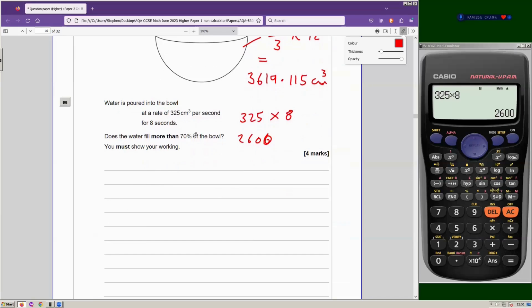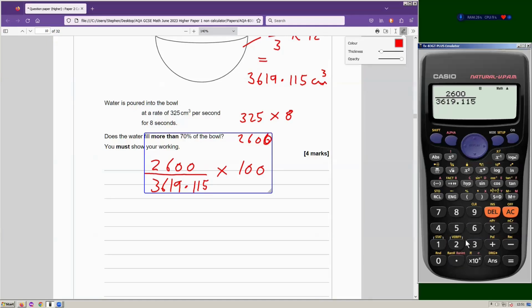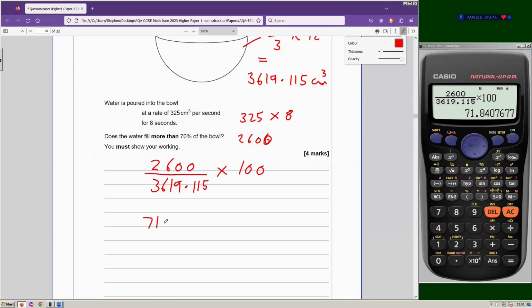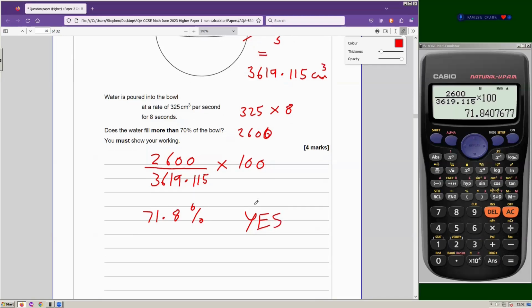Does the water fill more than 70%? Well, we have to go 2,600 divided by 3,619. I'll put the 0.115 in for now, and then times that by 100. Yeah, that should do it. Only 11.5%. And the answer is no. It doesn't fill more than 70%.